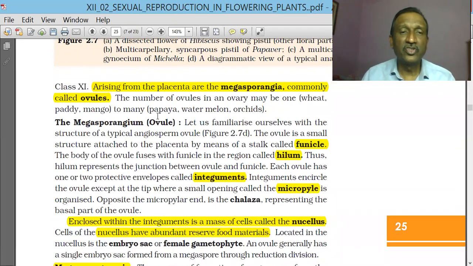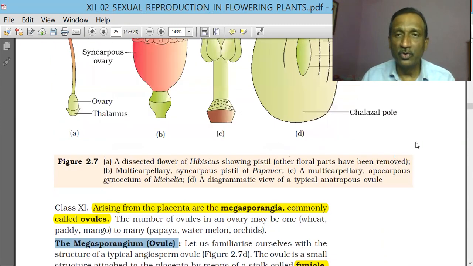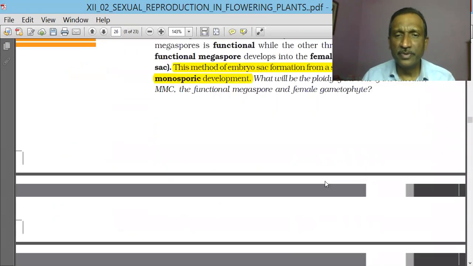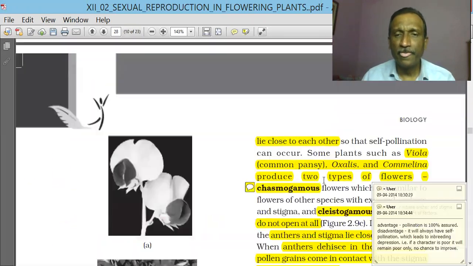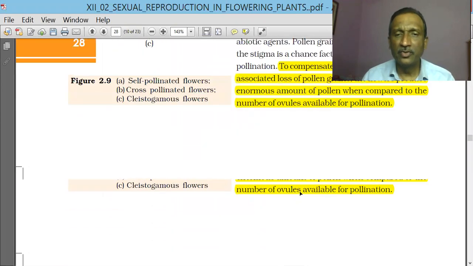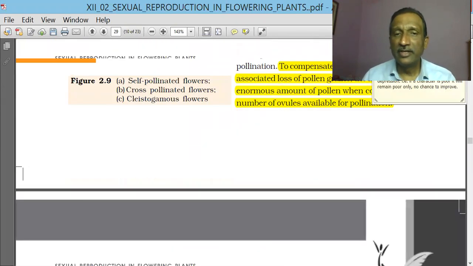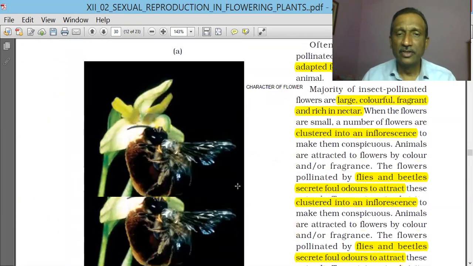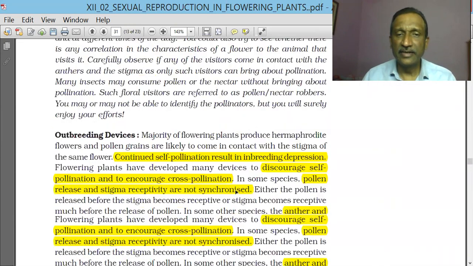Let us study microsporogenesis, megasporogenesis. Okay, so the megasporangium, that is the ovule. How is the structure? Let us familiarize ourselves with the structure of a typical angiosperm ovule. The structure is given here, but a better structure is given on this page, or rather, you might have studied it in class 10th also. So please draw and practice that diagram.